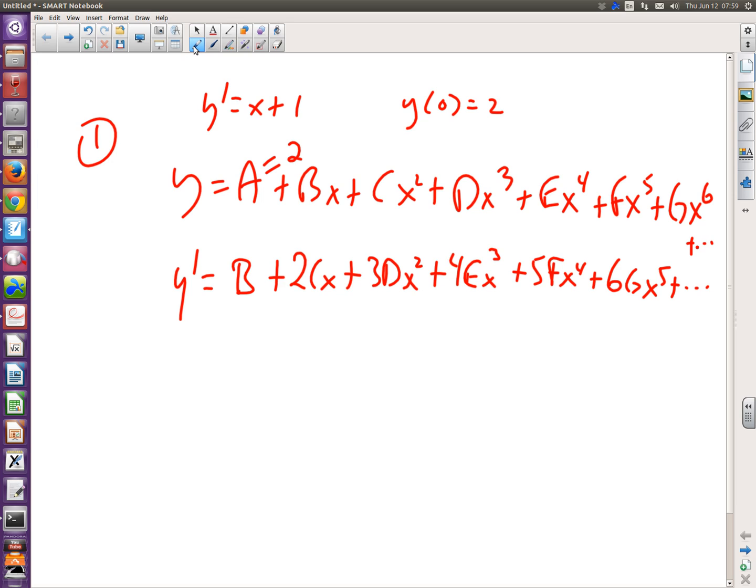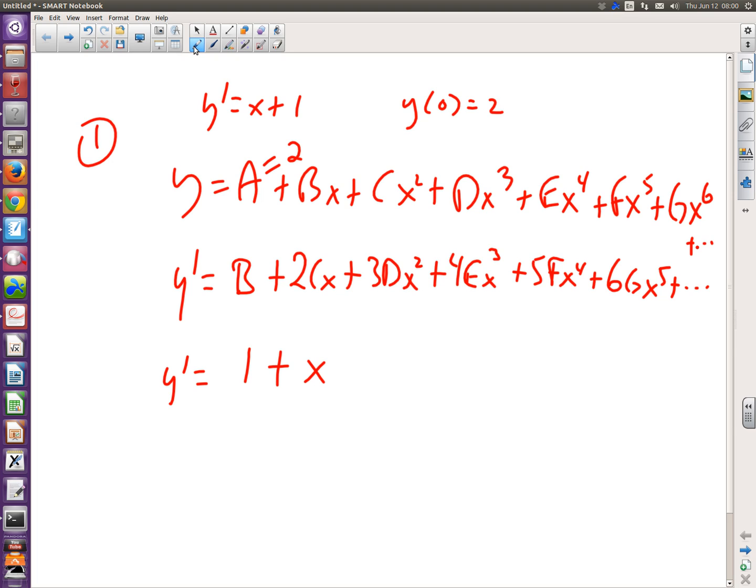This is the method of solution. If you can get the coefficients a, b, c, d, e, and f, you're good. You get the whole power series. That's the solution curve. Well, that'll model the solution curve, right? Now it says that y prime equals x plus 1. See, y prime equals x plus 1. Let me write it this way. So what does that tell you?